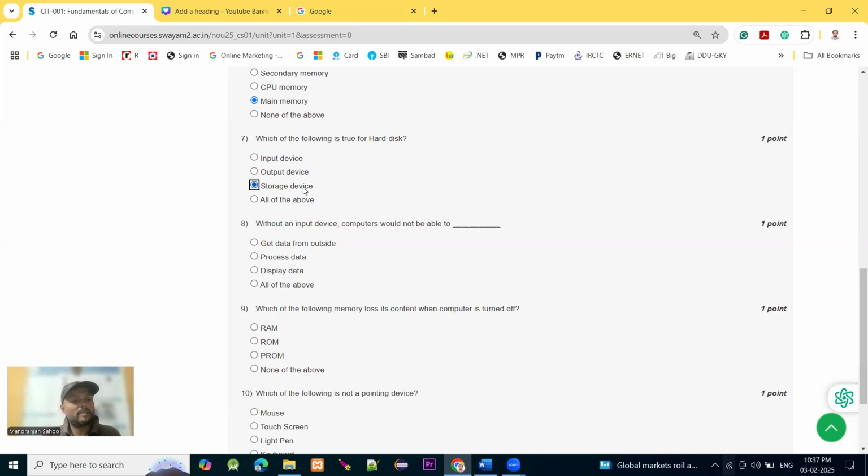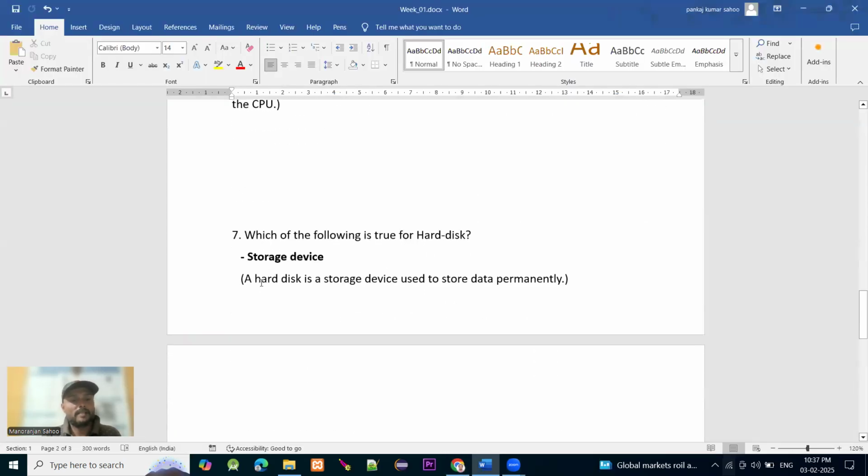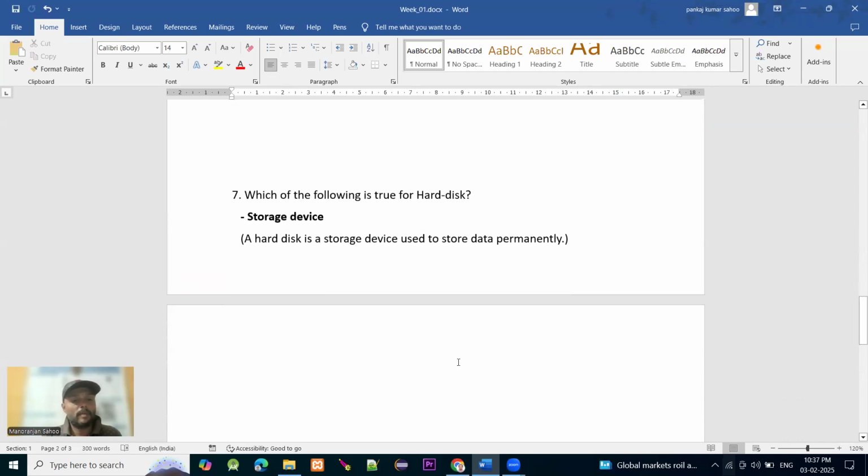But what is an output device? The device through which we get the desired result, in the form of audio, video, or any other physical form, is called an output device. But a hard disk is a storage device. It can store data in various forms. So which of the following is true for the hard disk? The hard disk is a storage device used to store data permanently.